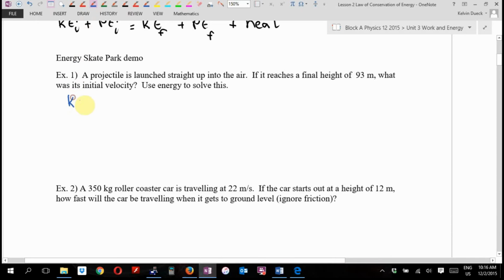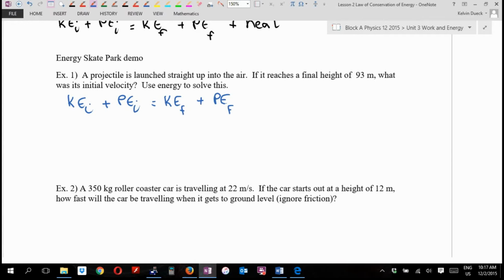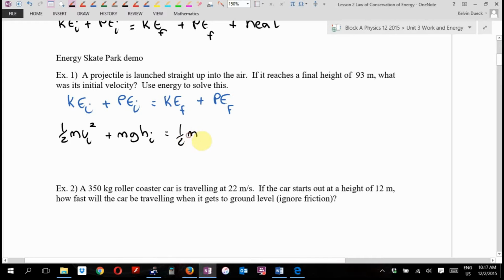So I'm going to go like this. KE initial plus PE initial equals KE final plus PE final. I'm going to ignore heat. How do you know? Because they didn't say include heat, honestly. Kinetic energy. What was the equation for kinetic energy? A half something. Okay, so this is going to be a half mv initial squared plus mgh initial, potential energy was mgh, equals a half mv final squared plus mgh final.